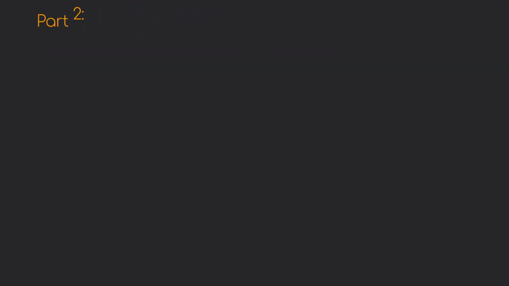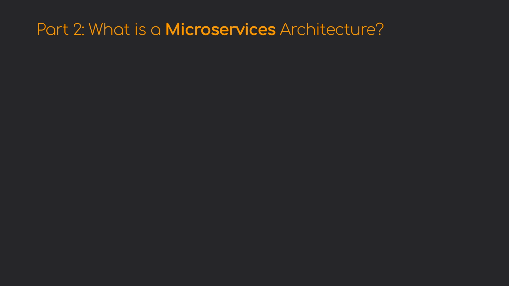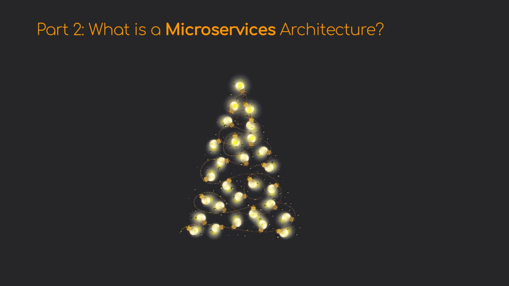Part 2. What is a microservices architecture? Imagine a modern string of LED Christmas lights. Unlike the old ones, these are wired in parallel, meaning each bulb gets power independently. If one bulb burns out, the rest stay lit. You can replace a single bulb without affecting the others, and even add more lights without rewiring the whole system. Just like microservices. Each part works independently, so failures don't bring everything down, and the scaling is easy.